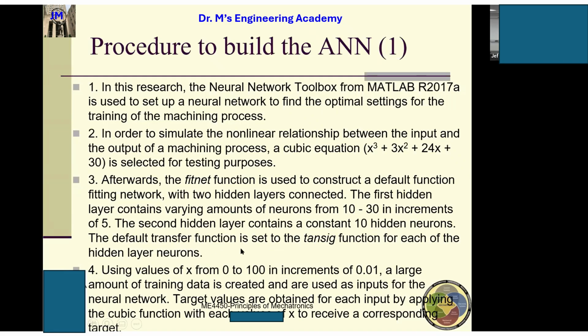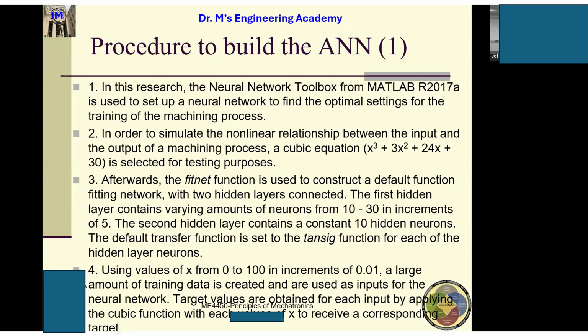The default transfer function is set to tansig for each of the hidden layer neurons. For this Wednesday, I will show you how to build a neural network with 10 neurons in the first layer and 10 neurons in the second layer. But you need to keep the second layer at 10, don't change it. You need to take care of 15, 20, 25, and 30 neurons for the first layer.